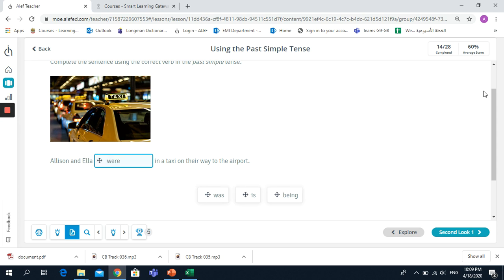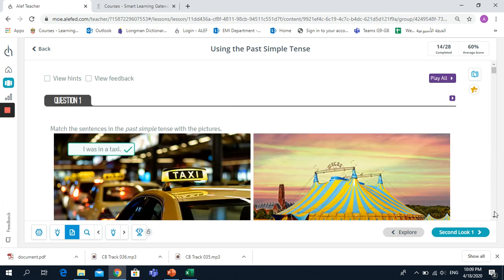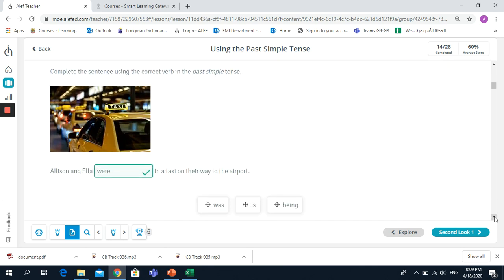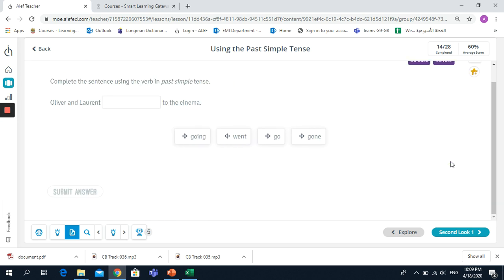Let's try and check our answers. So the second one is were. What about question number 3? Complete the sentences using the verb in past simple tense. Oliver and went, go, and gone. What do you think is the past tense of verb go? Correct. It is went. Let's check our answer.